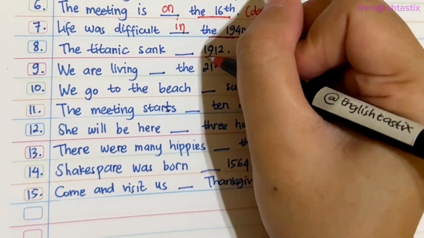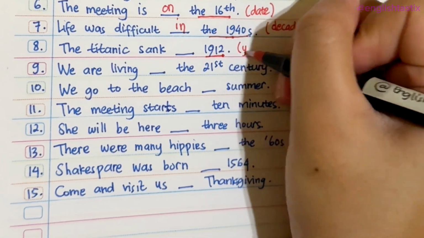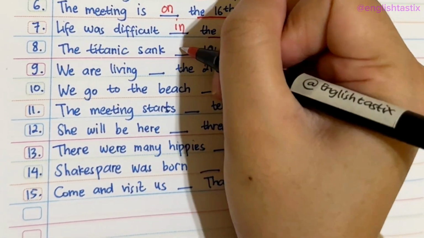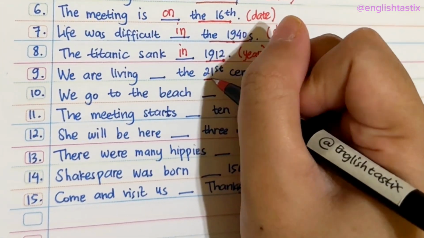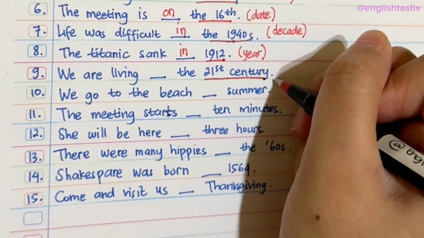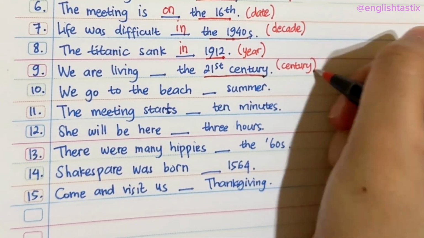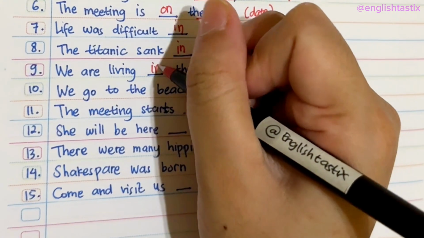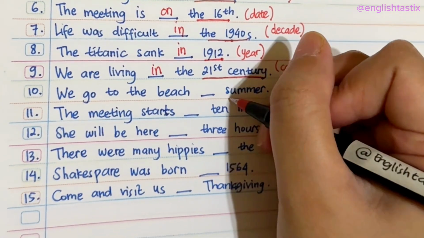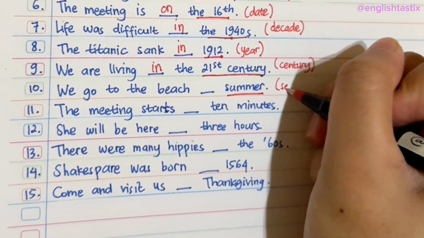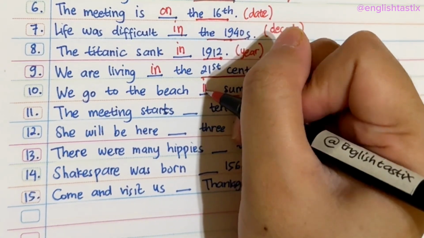Next, the Titanic sank blank 1912. It is a year, right? Year. We use in. Next, we are living blank the 21st century. It is century, right? We use in for century. So the answer is in. Next, we go to the beach blank summer. Summer is a season. So we use in for season.